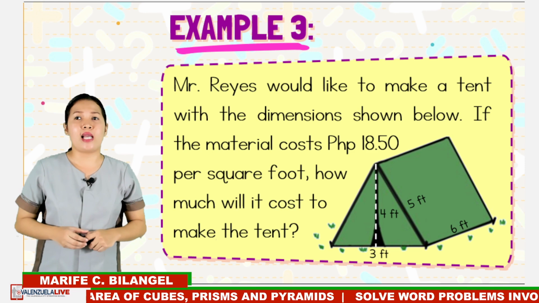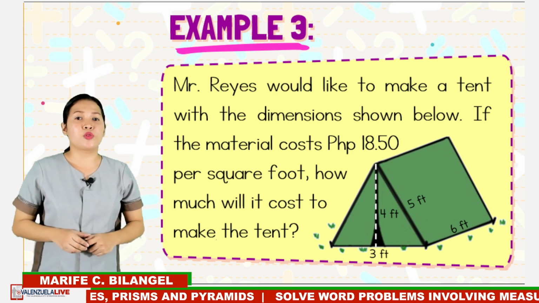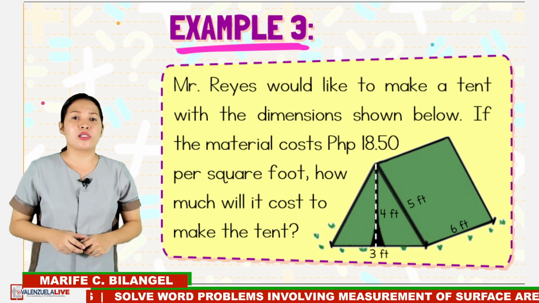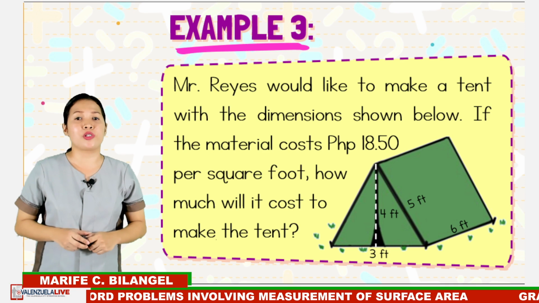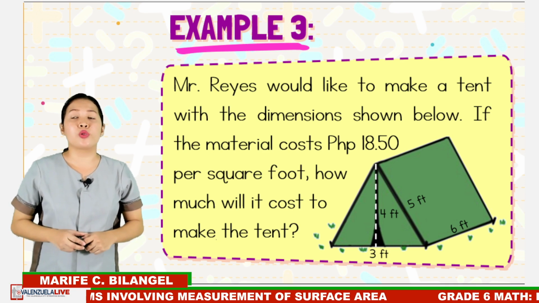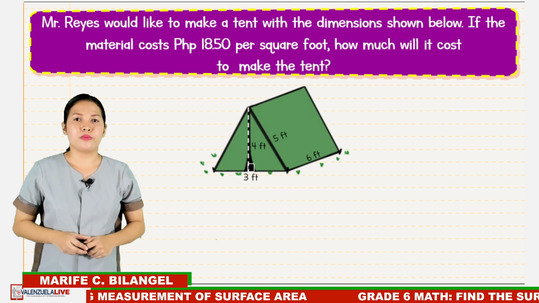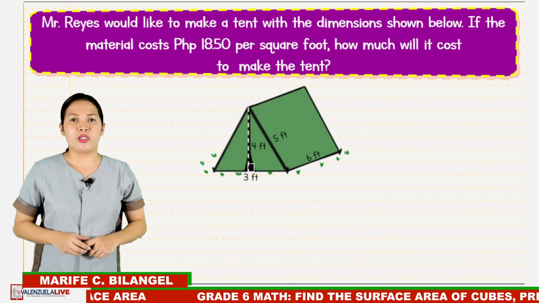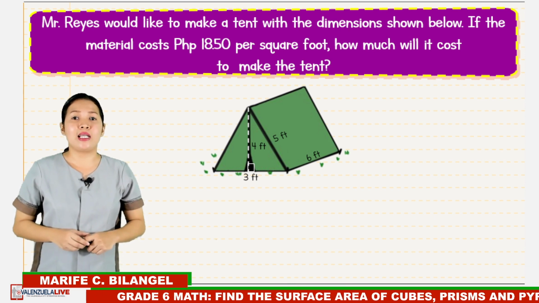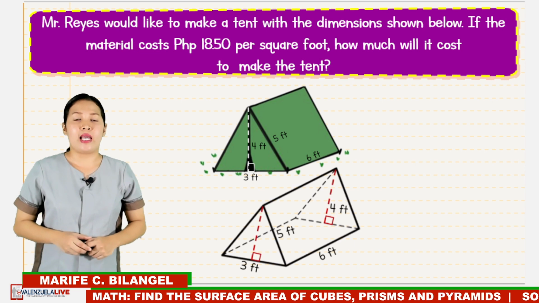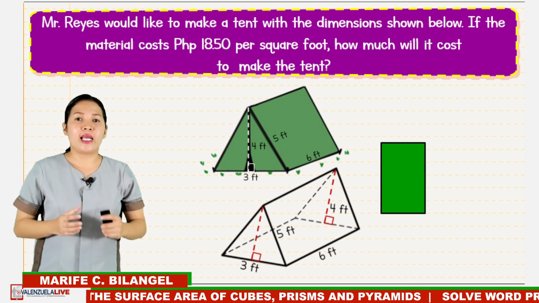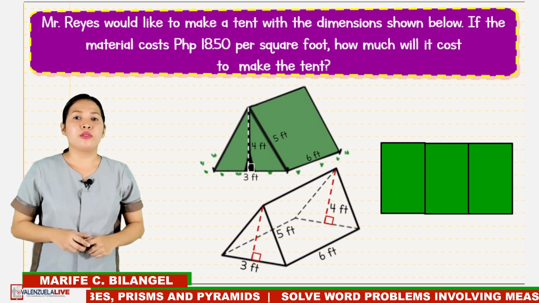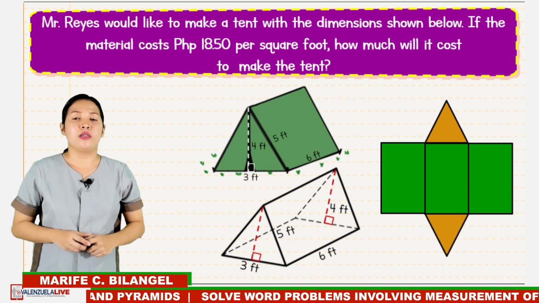And for our last example, Mrs. Reyes would like to make a tent with dimensions shown below. If the material costs 18 pesos and 50 centavos per square foot, how much will it cost to make the tent? The tent in the problem is a triangular prism. To solve the problem, let us illustrate it using its net. So the net of a triangular prism is composed of 3 rectangular faces and 2 triangular bases.